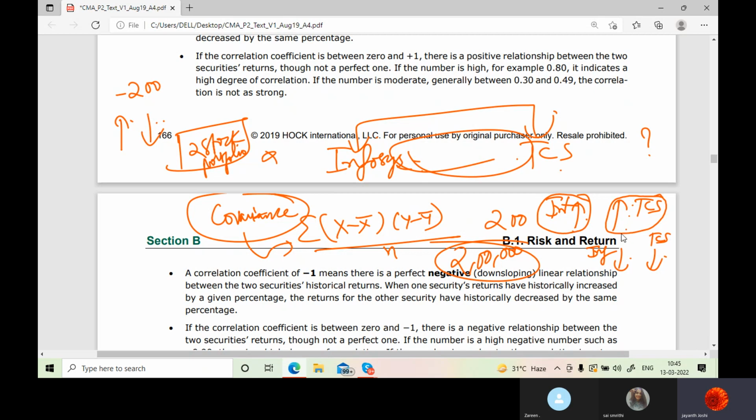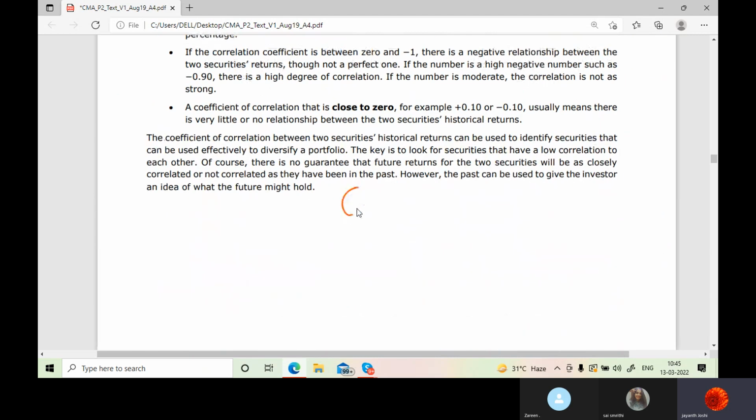If this is going up, this is going up, fine. This is going down, this is going down, fine. This is going up, this is going down, fine. But if this is going up, how much is this going up? Or if this is going up by 10%, is it going up by 10%? The stocks are increasing by 10%. That is what we want to know, and that we can know with the help of correlation.